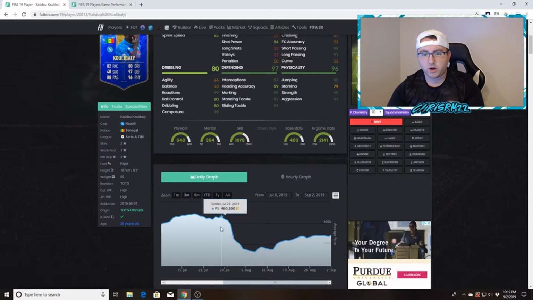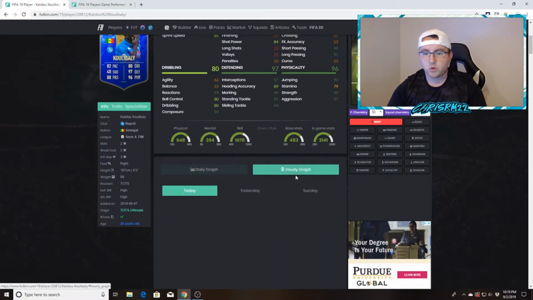Now hourly is where, if you look at his graph right now, I'm showing you his daily graph. This is the average listing price. This doesn't show you the whole picture. He could very well on Friday, July 19th, could have been in the morning 450k, but at night go to 530. It's the average listing price of that whole day.